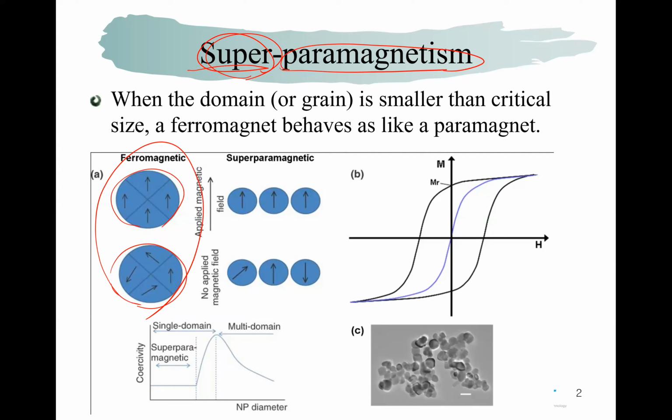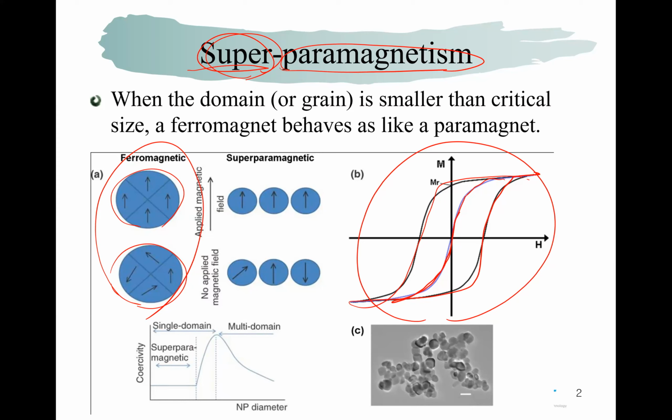But just imagine what happens if you shrink down the size of your ferromagnetic particle. If we reach a certain volume of the ferromagnetic material, it behaves just like a paramagnet. So look at this M-H curve. This is the typical curve of ferromagnetic materials. But this blue one has no hysteresis, and it looks like a paramagnetic material.